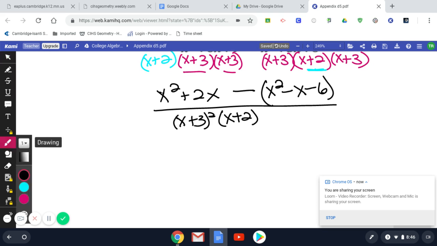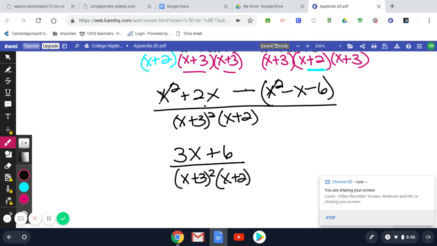Okay, and then I'm going to simplify. I'm going to combine like terms on the top. I have x squared minus x squared, so those are going to go. I have 2x minus a negative x, so that's actually 3x. And then I have minus a negative 6 to make it positive 6, all over (x plus 3) squared times (x plus 2). In the numerator, I'm going to notice I can take a 3 out. So I have 3 times (x plus 2) over (x plus 3) squared times (x plus 2).